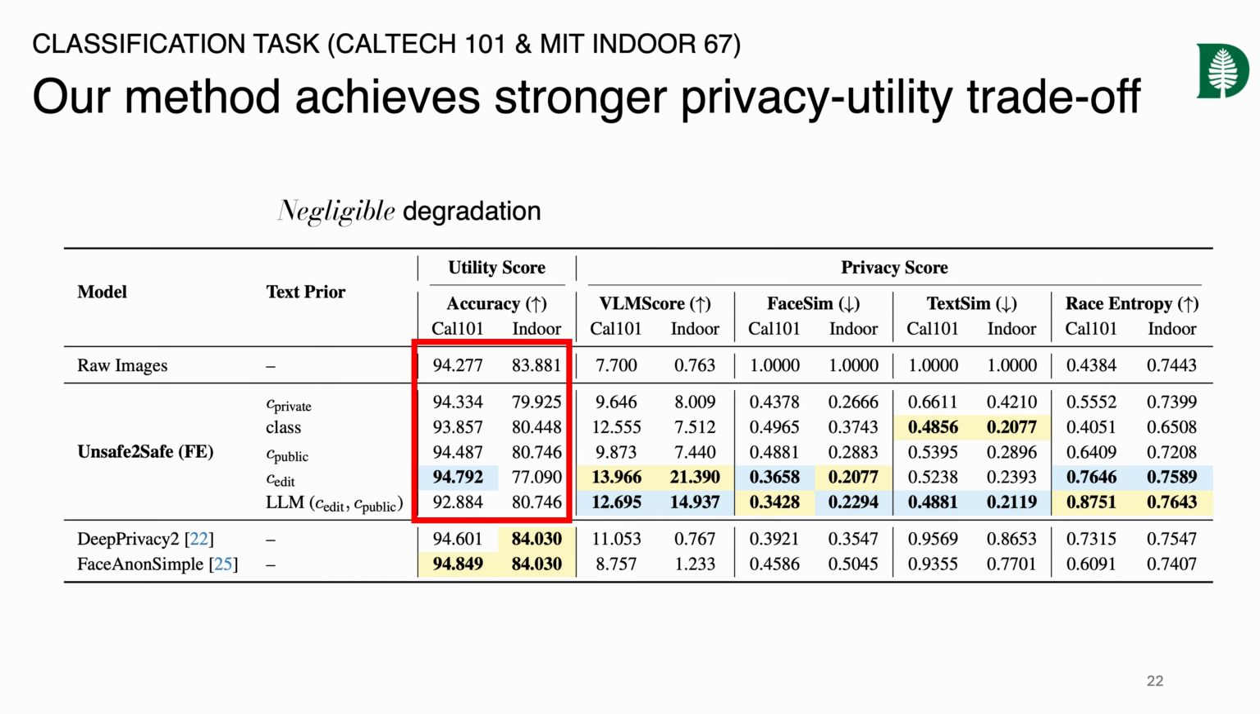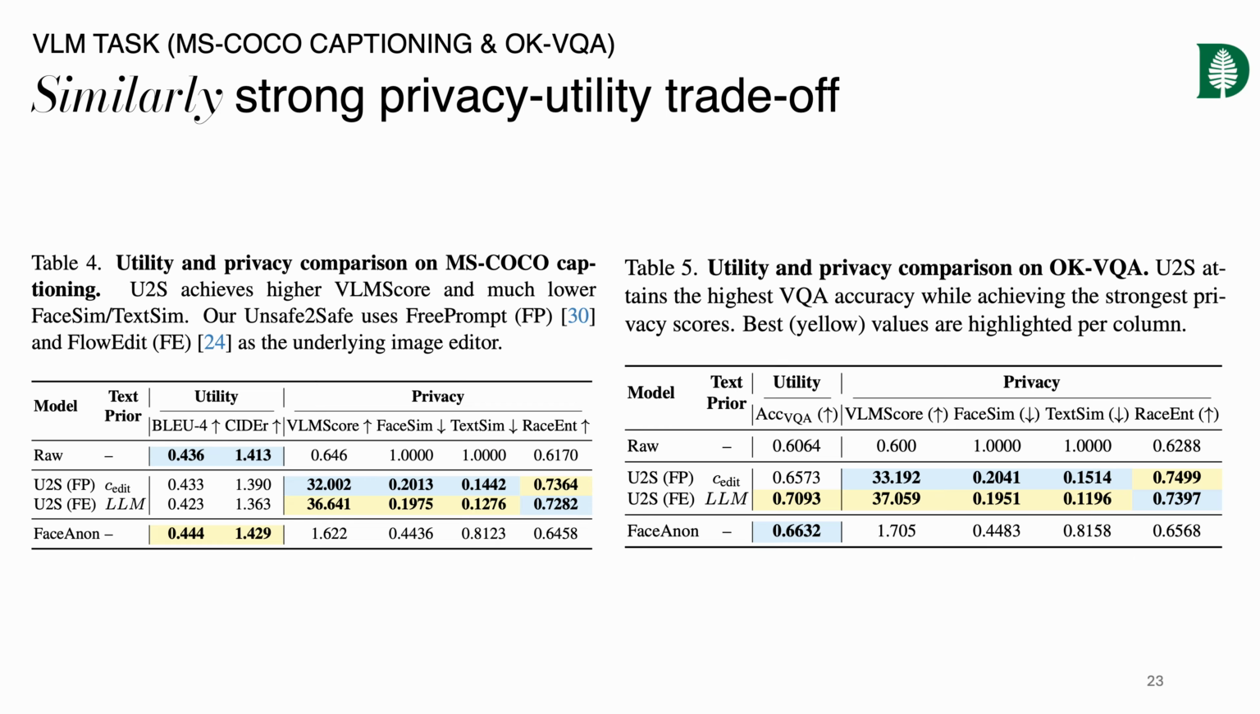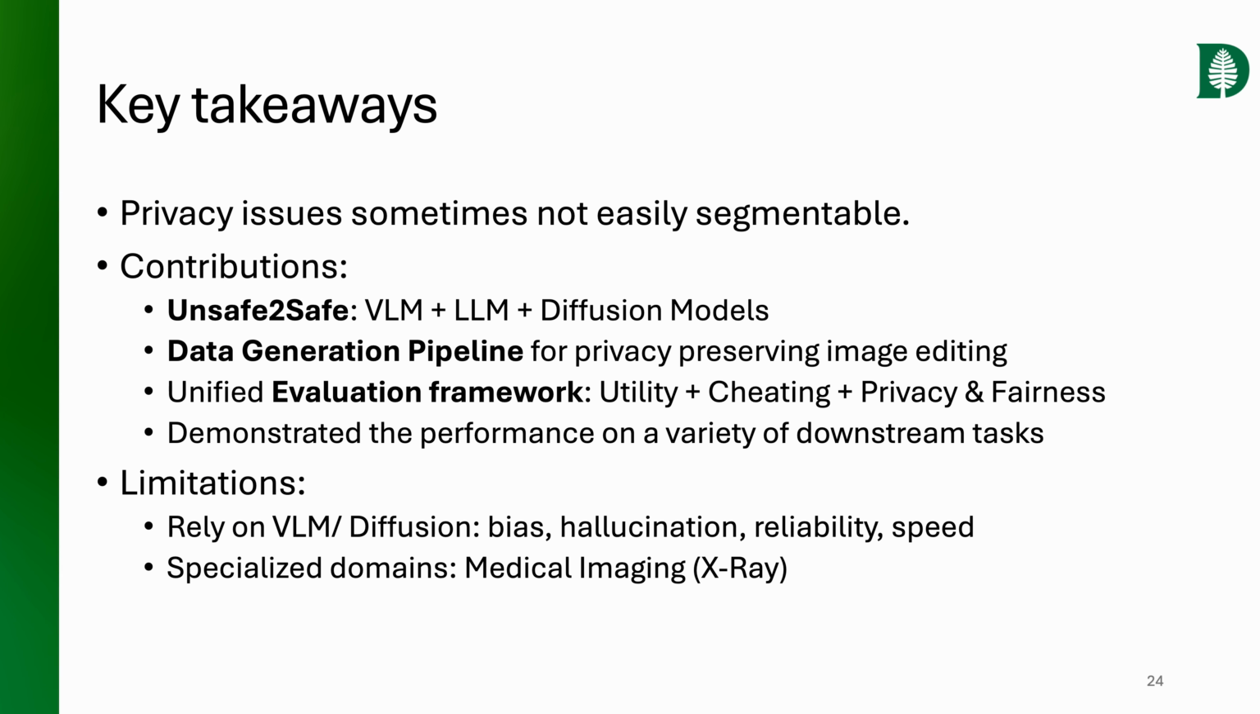From our experiments, we preserve downstream performance while substantially reducing identity similarity and textual leakage, as well as promoting more uniform race distribution. To conclude, privacy issues are often not easily segmentable. We argue that privacy preservation should not rely only on detectors, but instead require contextual reasoning about the entire scenes. By combining VLMs, LLMs, and diffusion models, Unsafe2Safe fosters more flexible and comprehensive anonymization while preserving downstream utility.